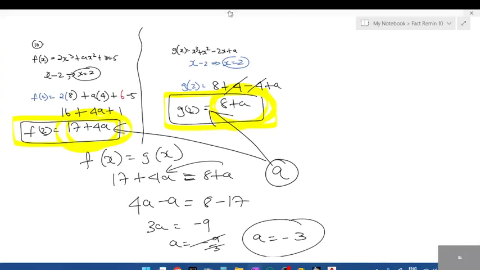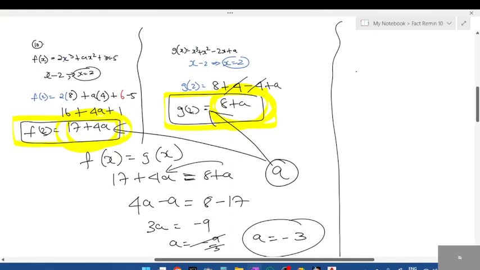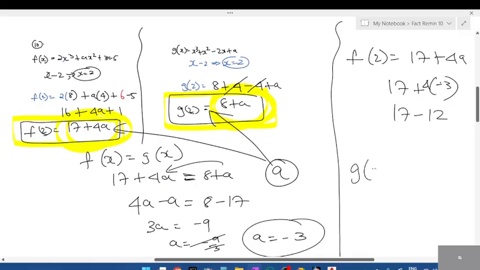This is how you solve. It's very simple but too confusing. Very confusing concept. You should understand the logic. If you memorize, you won't understand. Take f of 2, 17 plus 4a, 17 plus 4 into minus 3, 17 minus 12. Next, take g of 2, 8 plus minus 3, 8 minus 3.